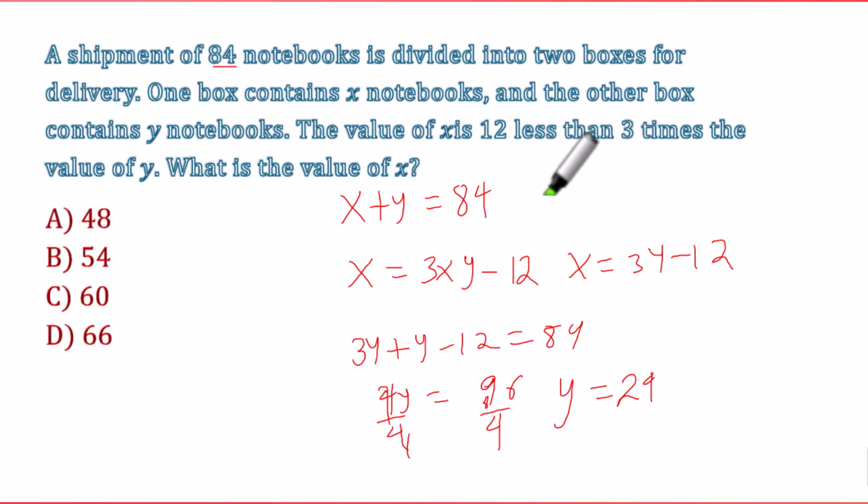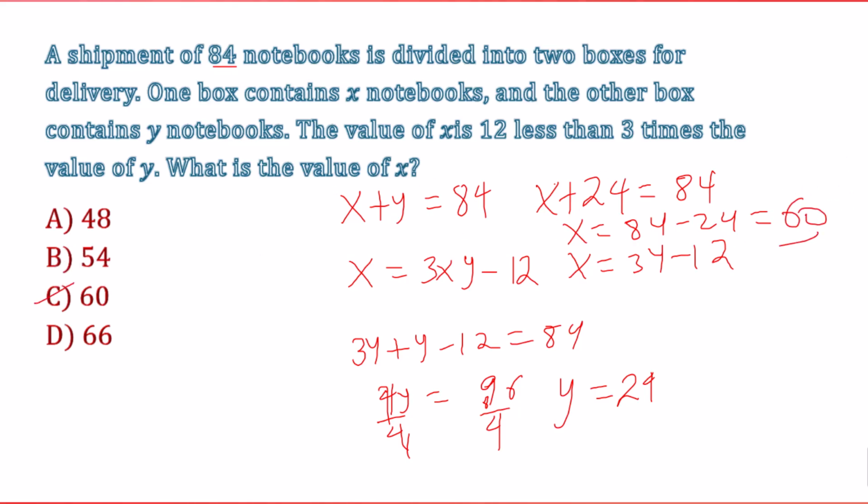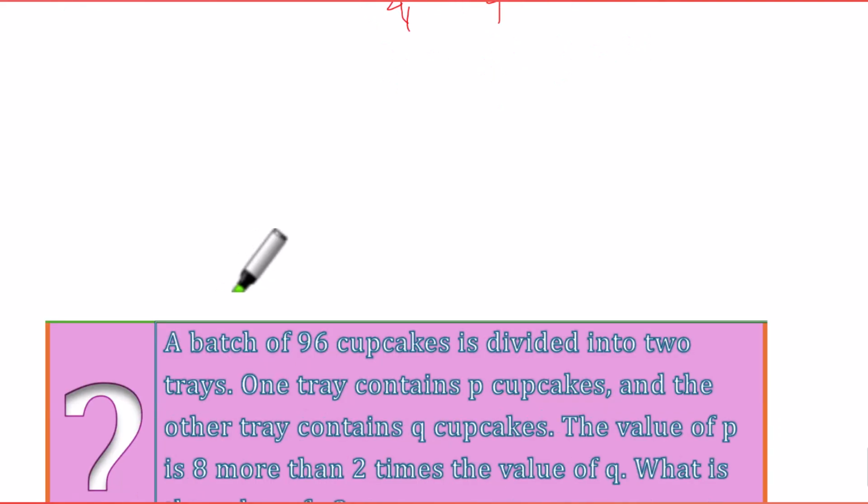So X plus 24 is equal to 84. So X is equal to 84 minus 24. It becomes 60. Yes. Therefore, the answer is C. Based on this, you can answer this one.